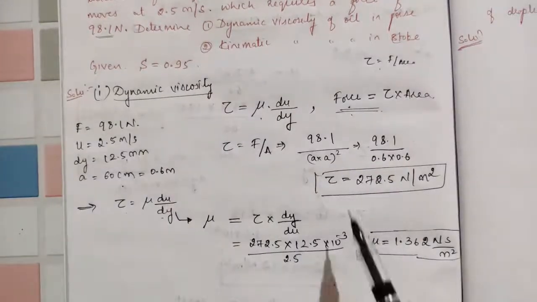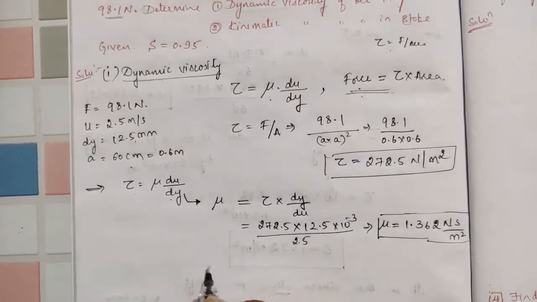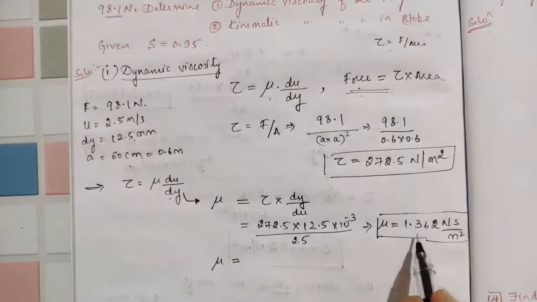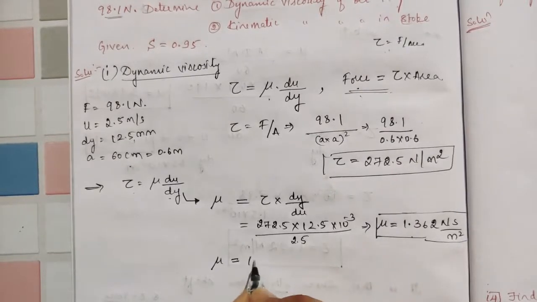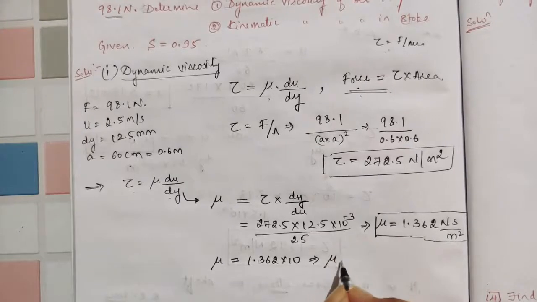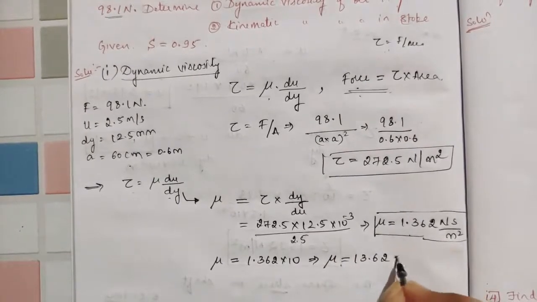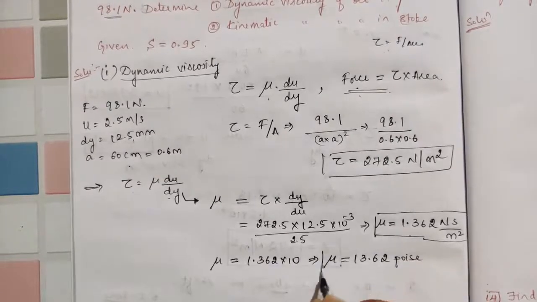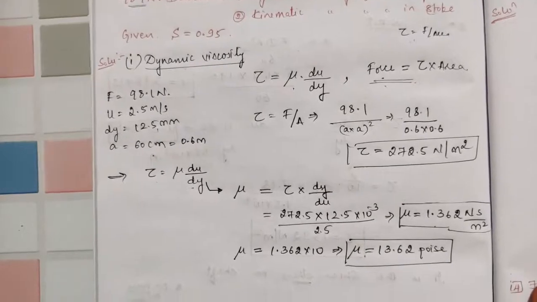But in what unit have they asked? They have asked to find it in poise. How to convert it? Just multiply by 10. So 1.362 into 10, mu is equal to 13.62 poise. So the first part of the problem is over.